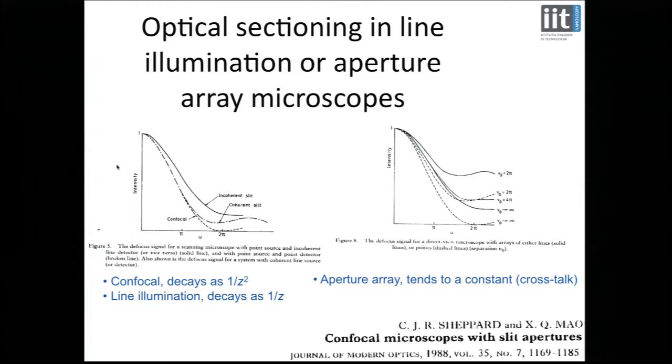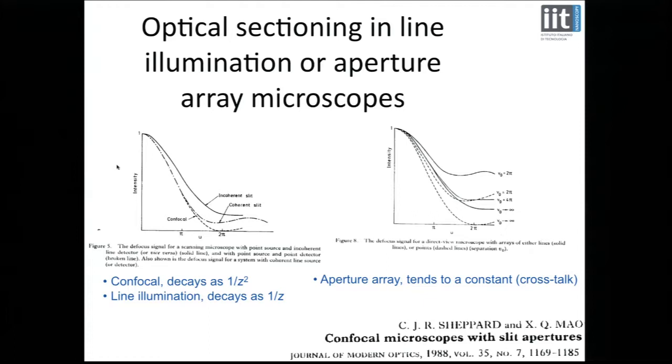But what you find is if you replace the pinhole by a slit, then it gets broader and the side lobes get stronger. Right? So the optical sectioning is not as good. And this one is for an array of pinholes. You see that here it basically doesn't decay so far.